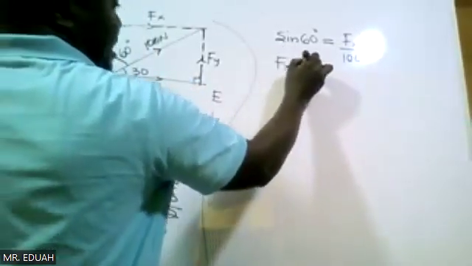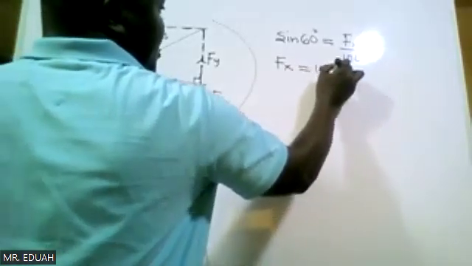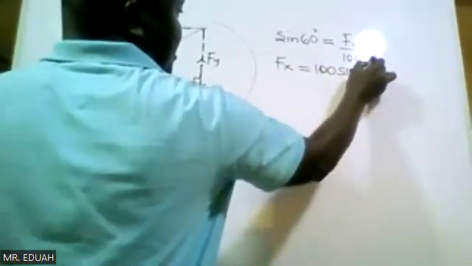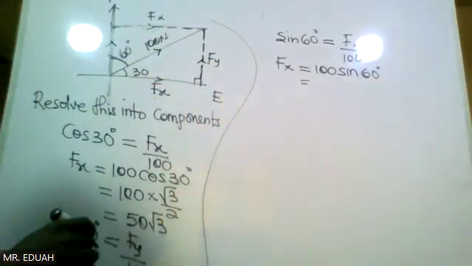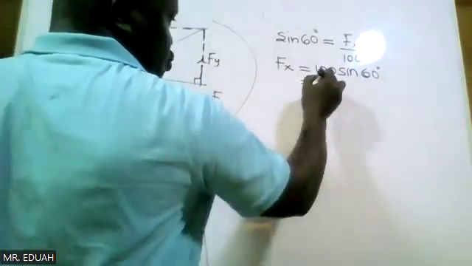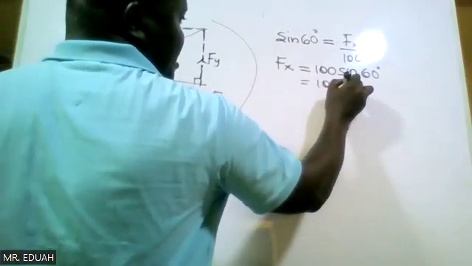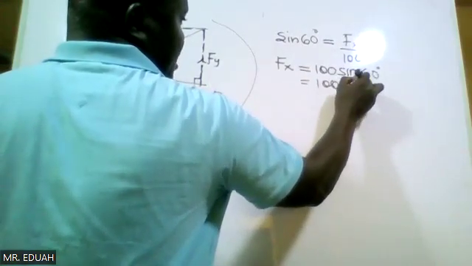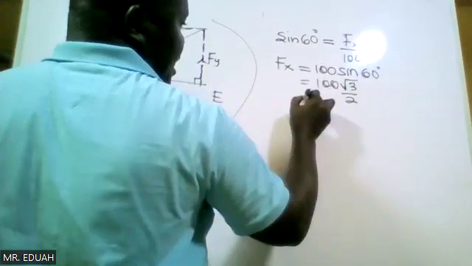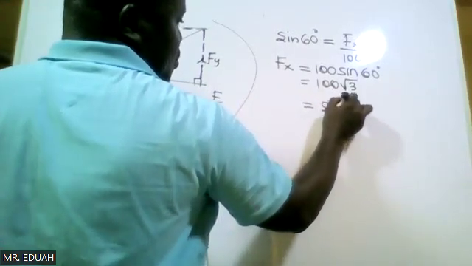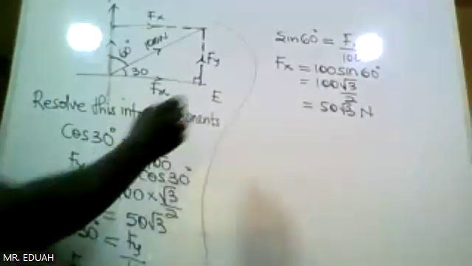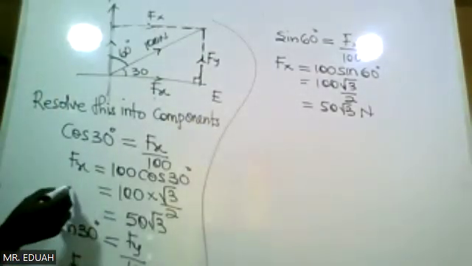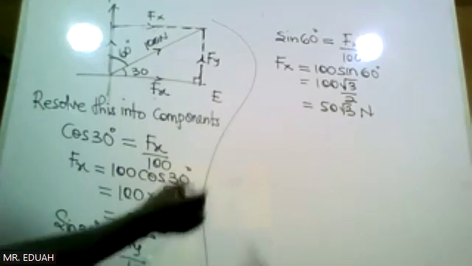Fx is equal to 100 times sine 60. Sine 60 is root 3 on 2. So 100 times root 3 on 2, I have 50 root 3 Newton. The same value as what I had for Fx.